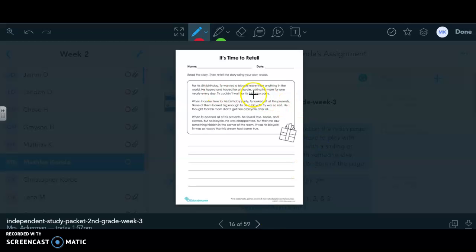Okay? You might have a sentence for this first paragraph, a sentence for the second one, and a sentence for the third one. It does not have to be very long, okay? 3 sentences. Make sure those sentences do have at least 6 words, okay? So 3 sentences for that.